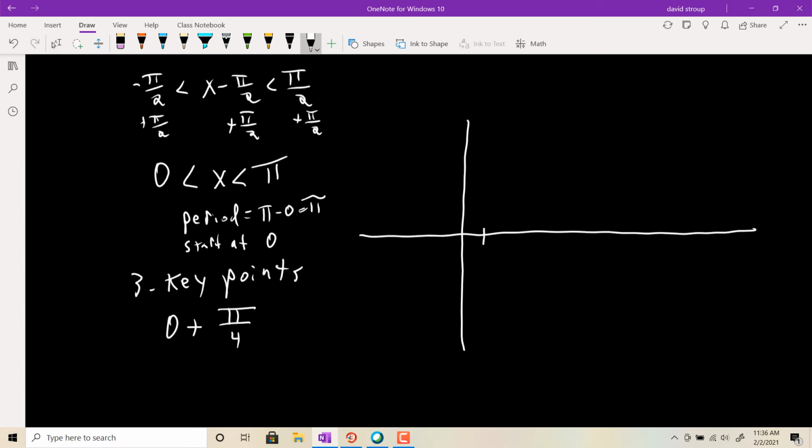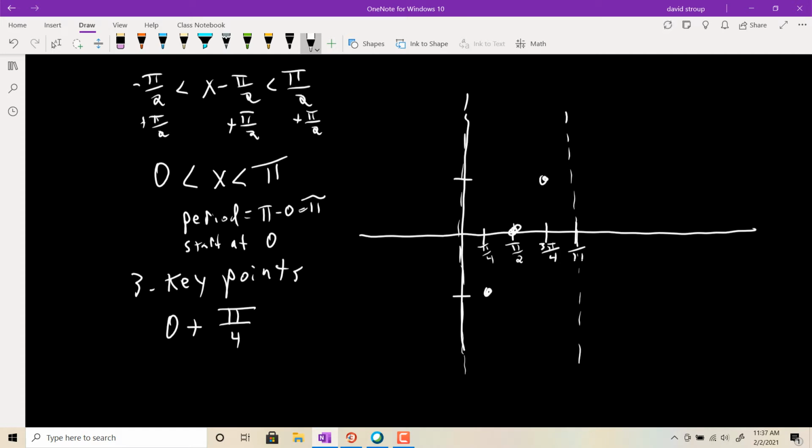So 0, pi over 4, 2 pi over 4, 3 pi over 4, 4 pi over 4, which is pi, which is where our asymptote is. And there's an asymptote here at 0. Amplitude is just 1, so our key points look like that. This is pi over 4, 2 pi over 4, just pi over 2, 3 pi over 4, and then 4 pi over 4 is just pi.